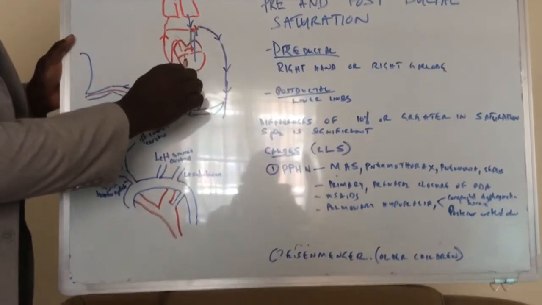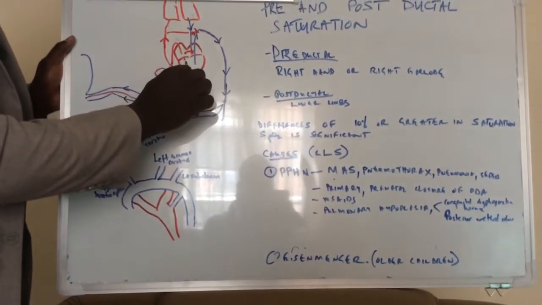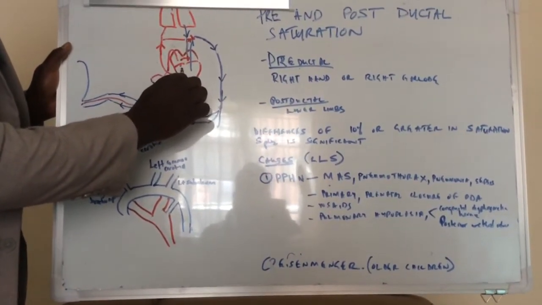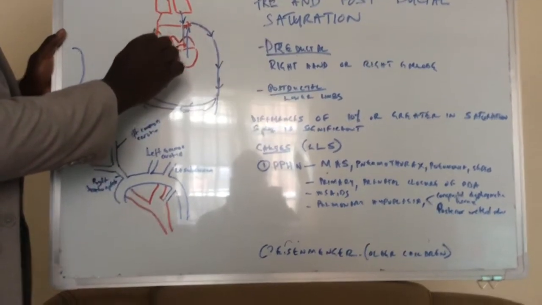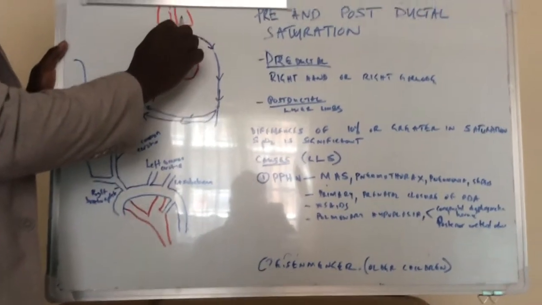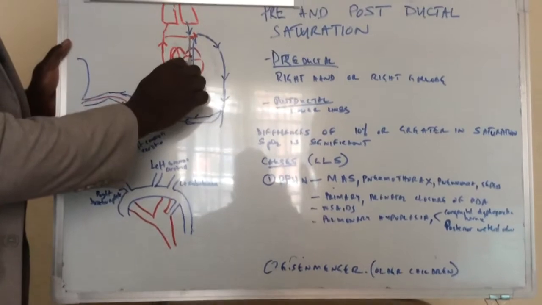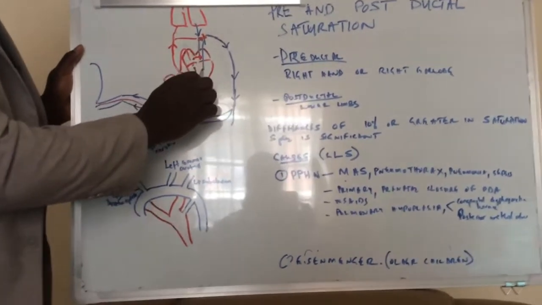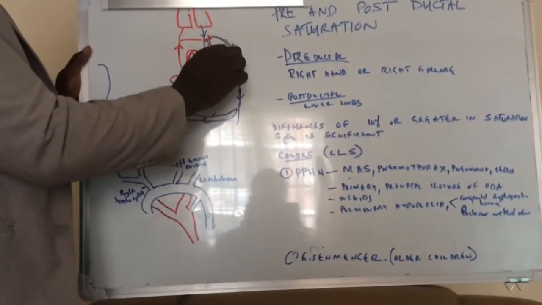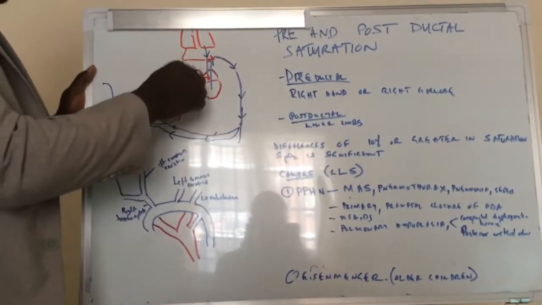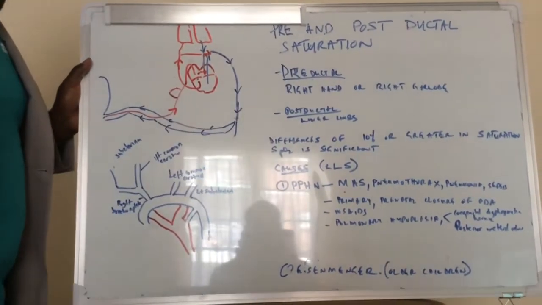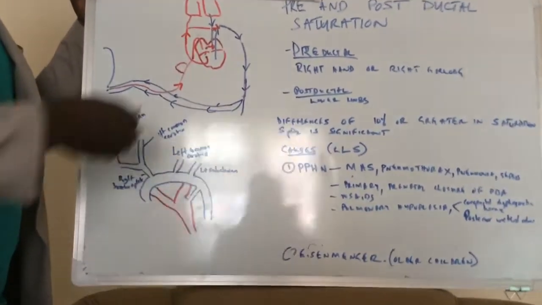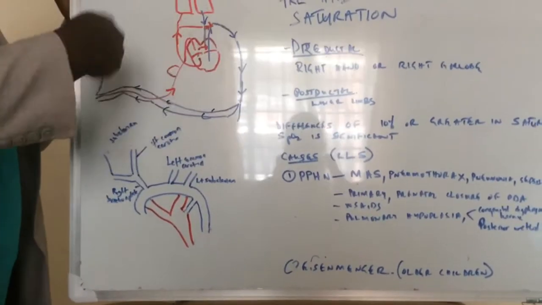So blood will now be flowing from the right ventricle to the lungs, where it's oxygenated, and it comes back to the left atrium, then into the left ventricle, then into the systemic circulation, then back to the right atrium, then into the lungs, and it continues like that.